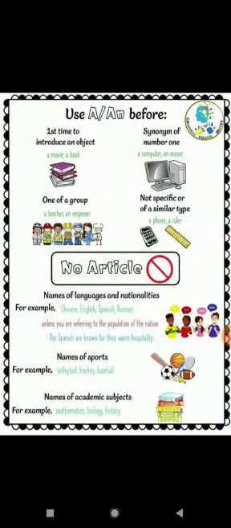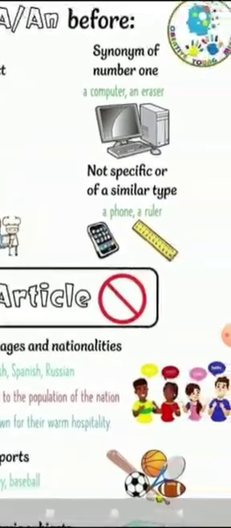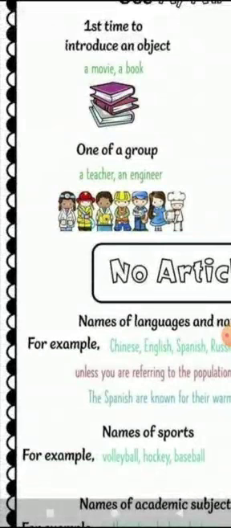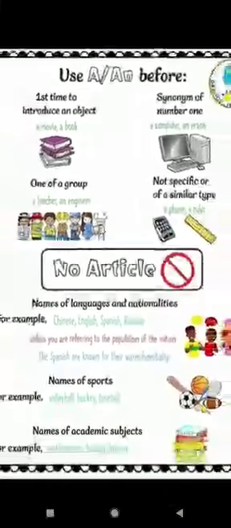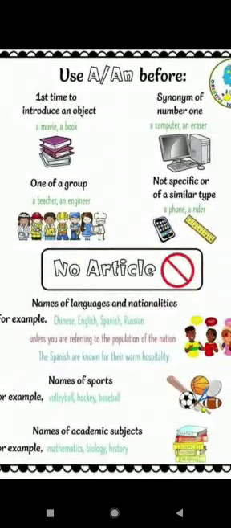Generally, a or an is used before a singular countable noun. First, let's see the common things that use a and an. First, to introduce an object for the first time. Example, a movie, a book. Next, synonyms of number one: a computer and an eraser. Next, not specific or of a similar type. Example, a phone, a ruler. And next, one of a group: a teacher, an engineer.